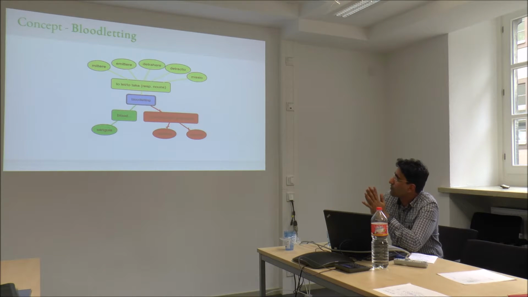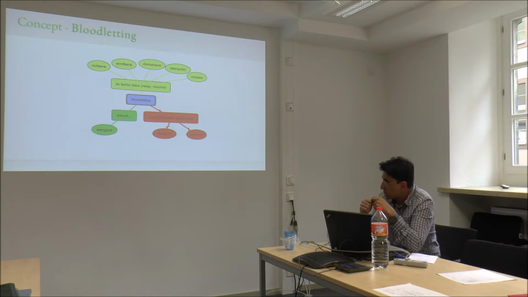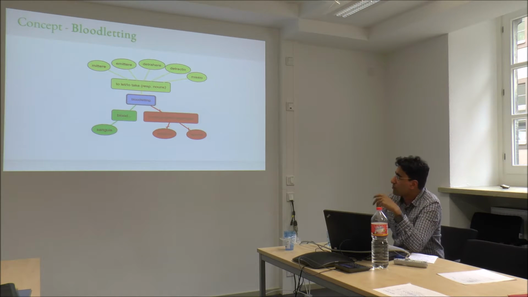This is the example that I also wrote in the abstract. This is coming from this old text, which is about bloodletting, how the doctors used to take blood. Sanguis was blood, and these terms were there to represent the taking operation, how to take the blood, like mittere, emittere, and so on.